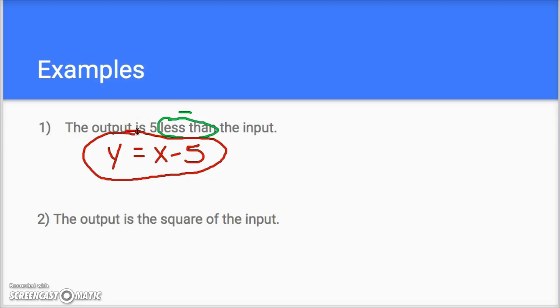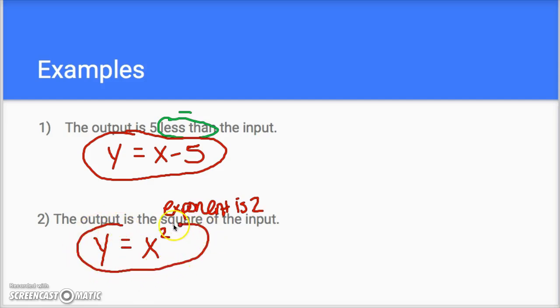Okay, number 2, the output is the square of the input. Okay, so again, the output, that's y, is, again, means equals. The square, now anytime you square something, remember, that means your exponent is going to be 2. So we're going to have the input with an exponent of 2. So input is your x, and then we just raise that to the second power. And there's your function rule for that problem.